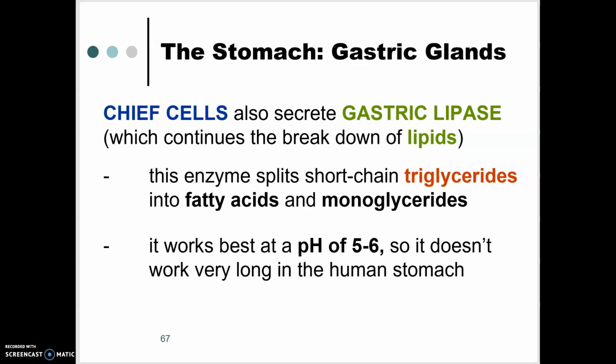Now, one thing about the gastric lipase is it works best at a pH of 5 to 6. And since we know that the pH of the stomach is 1.5 to 2, then this enzyme isn't going to work very long in the stomach because it will quickly become denatured. So it breaks down the fatty acids, the triglycerides that it comes into contact with. It works for a short period of time, it becomes denatured, and then we can reabsorb it.